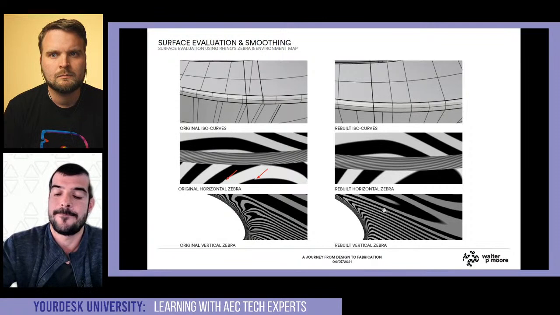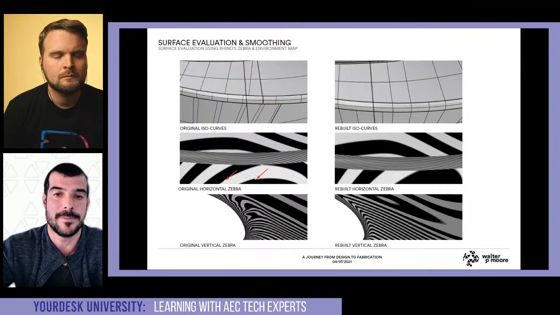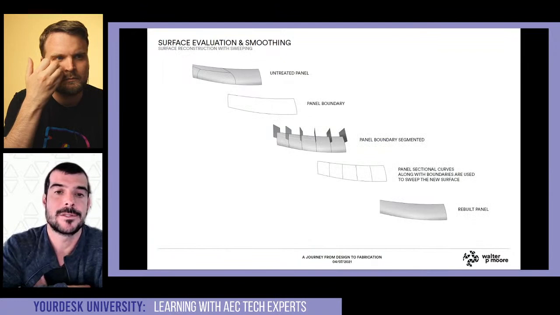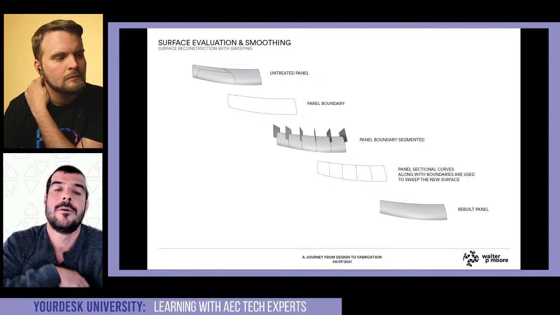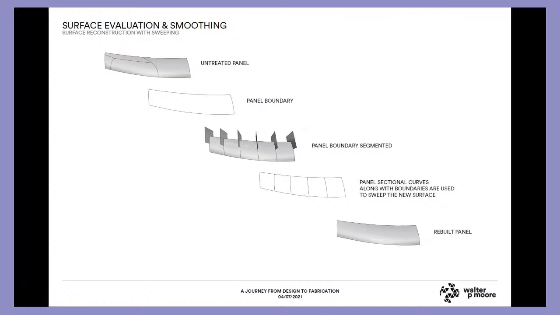So how do you actually reshape a surface? For the simpler panels, we went with a simpler approach, right? We said, get the panel boundary, so we know that all adjacent panels are satisfying the boundary conditions on four sides of that panel. So we're not really moving the panel out of its place, right? Then we would segment this panel along one of the boundaries, get sectional curves, and then sweep that panel. That is one of the approaches that someone can use.